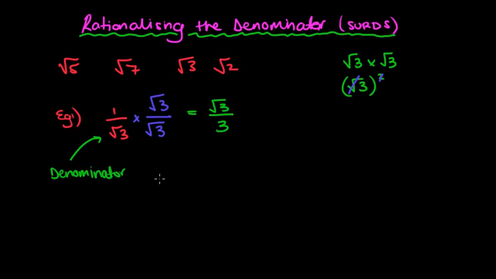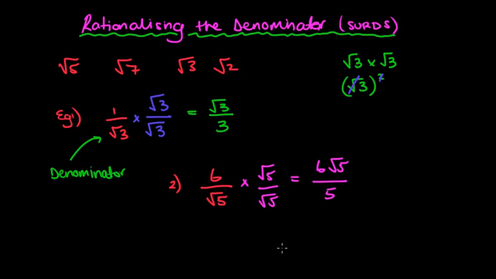Let's have a look at another one. We're going to have 6 over root 5. You might want to pause it and have a go at this one yourself. Okay, so we're going to multiply it by root 5 over root 5. So 6 times root 5 is just 6 root 5, and root 5 times root 5 is just 5. Done. Doesn't look too hard, does it?